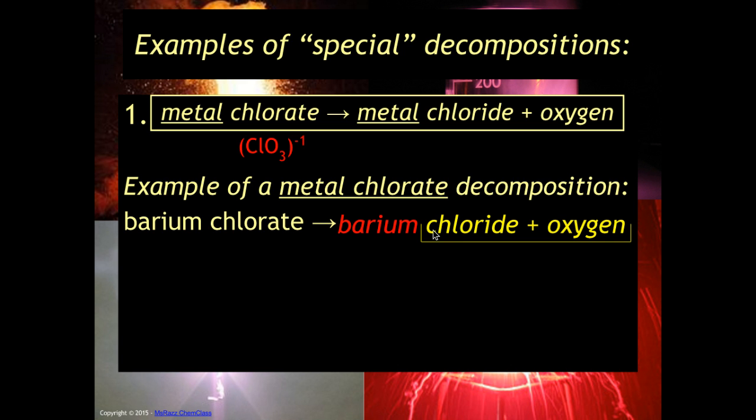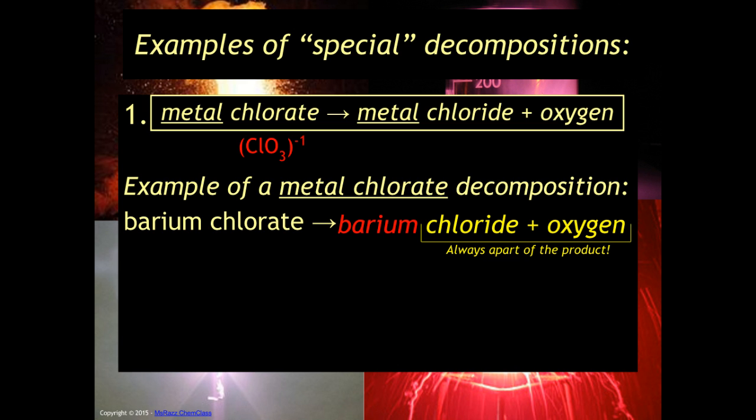So let me say this again. When chlorate decomposes, a metal chloride, here's your metal, here's chloride, and oxygen gas are produced. Chlorates are often referred to as oxidizers because they produce their own oxygen gas when they react. So that's a fun fact. And we'll talk about oxidizers at another time.